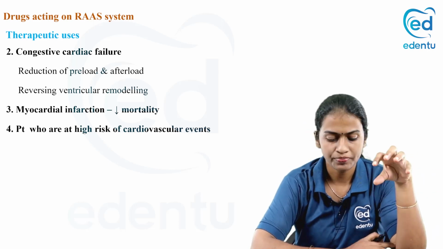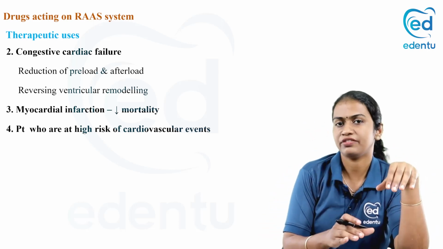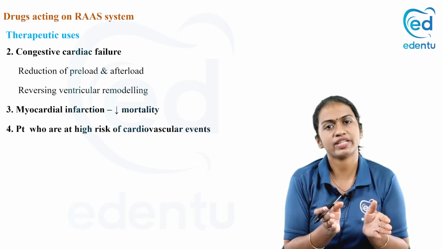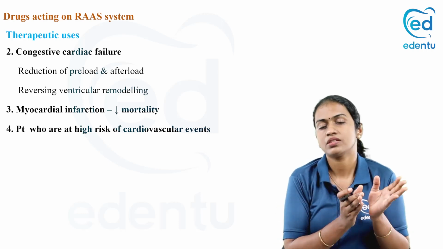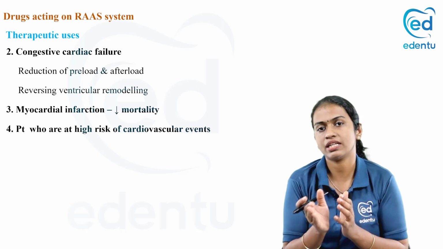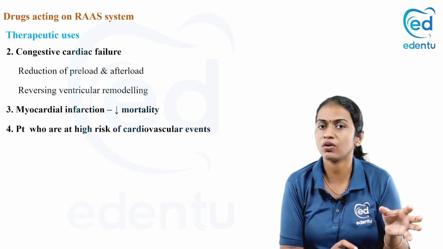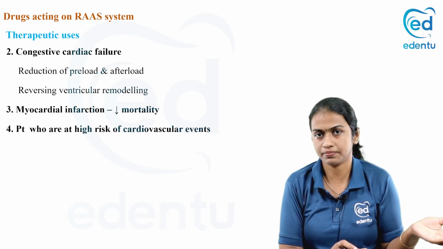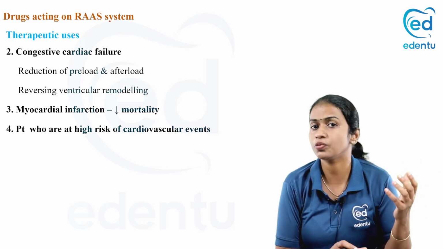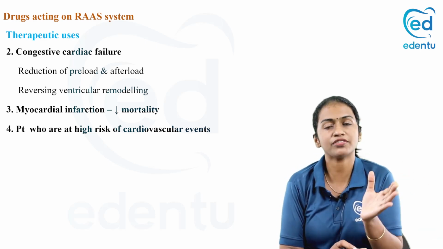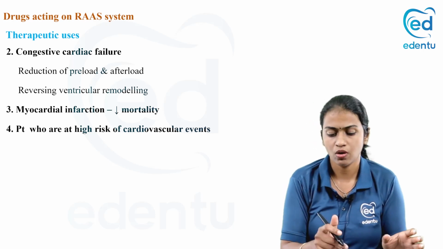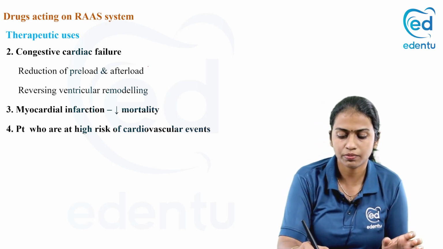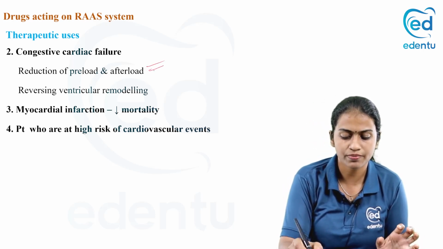As I told earlier, one is the immediate effect. ACE inhibitors cause vasodilatation, both arteriolar and venodilator. So they decrease both preload as well as afterload. Preload is dependent on the venodilatation. Okay, the venous return decreases, so preload decreases. Afterload is based on the total peripheral resistance. So by vasodilatation, both preload and afterload are reduced.